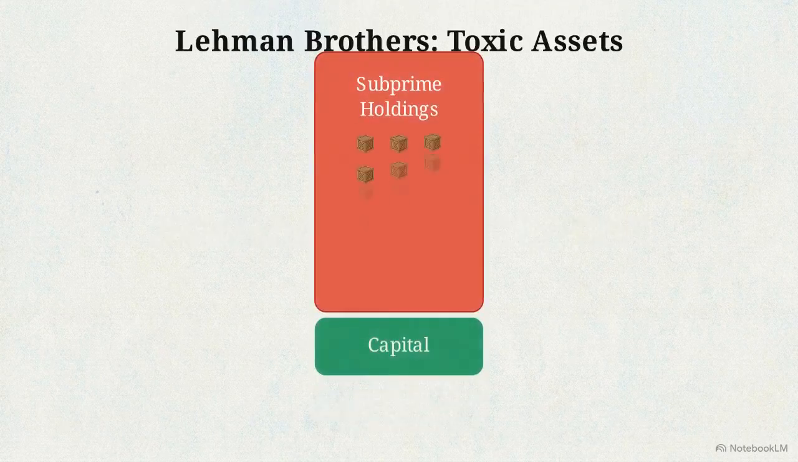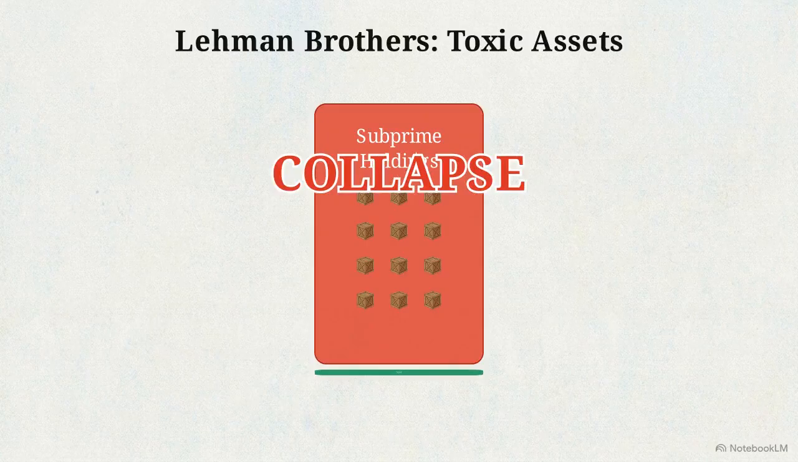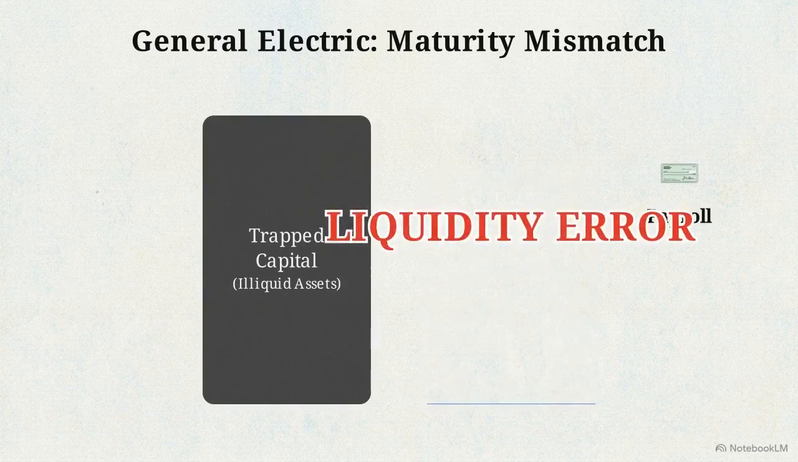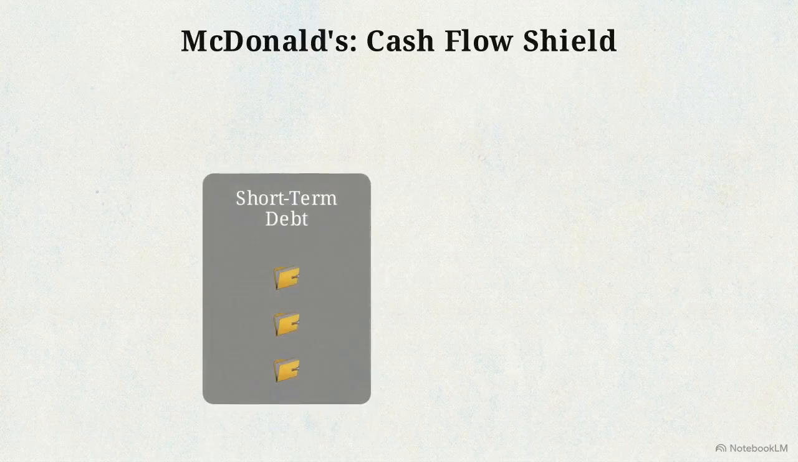Lehman Brothers collapsed under the weight of toxic mortgage assets. Even General Electric faced ruin because they used short-term debt to fund long-term, illiquid assets. When the funding vanished, they couldn't make payroll. McDonald's survived without a scratch.